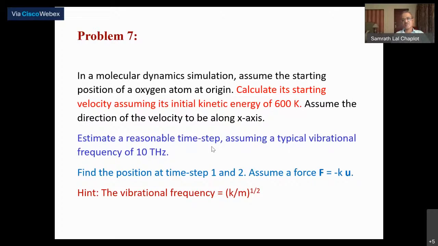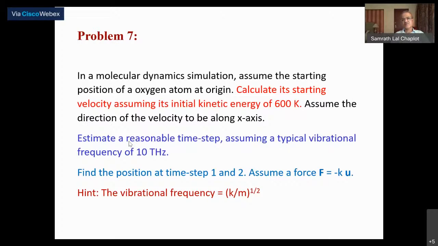So now what is the time step I should use? I would assume that the vibrational frequency of this simple harmonic oscillator is 10 terahertz. Please remember this is the vibration frequency, not the angular frequency. So the vibrational frequency is 10 terahertz, so the period of oscillation is the inverse of this, which is 1 by 10 of a picosecond.